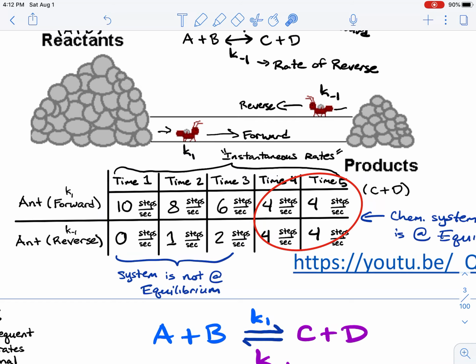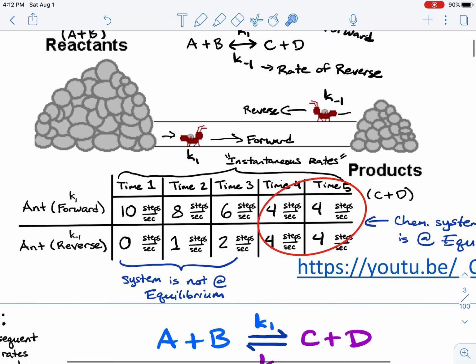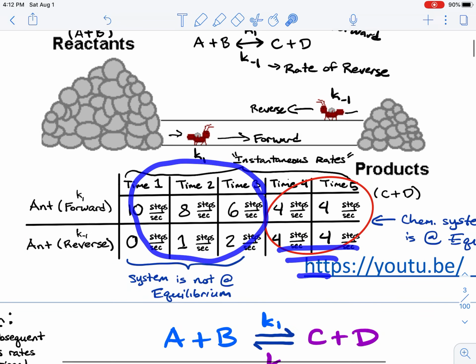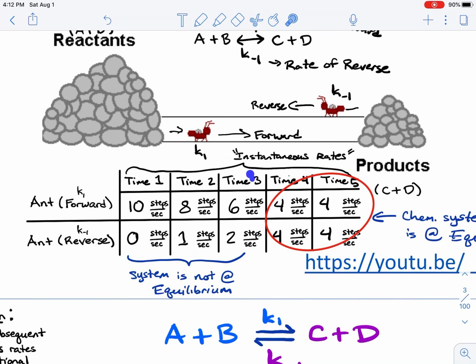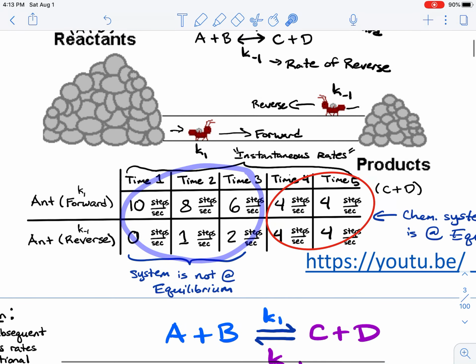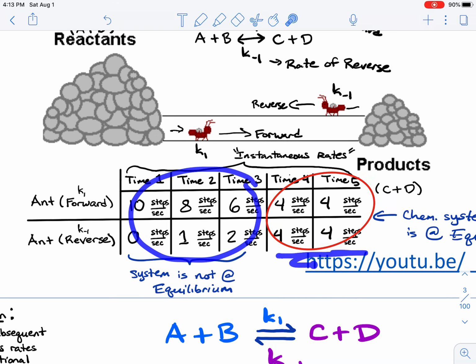And so what we're going to do next is look at 3 different scenarios in which the instantaneous rates, if you will, look different before equilibrium has been reached. We're going to look at 3 different scenarios with different combinations of what the instantaneous rates might look like before equilibrium has been reached. And so that's what we're going to discuss next.